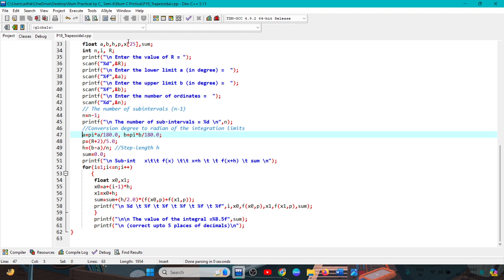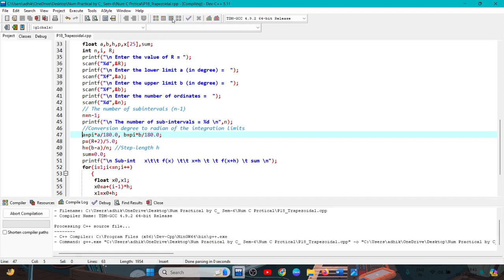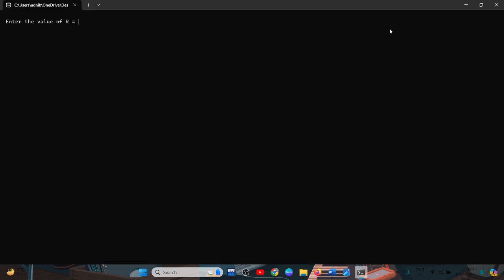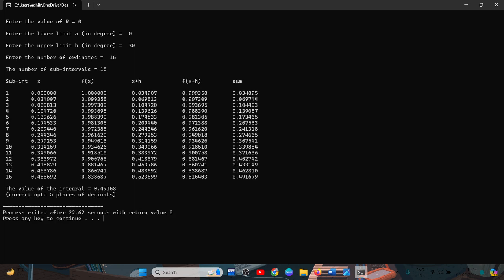First save this program, compile and run it. Enter the value of r, this equals 0. Enter the lower limit in degree, which is 0 degree in the problem, and enter the upper limit b in degree, which is 30 degree, and enter the number of ordinates, which is 16 ordinates. And so the number of subintervals is 15.